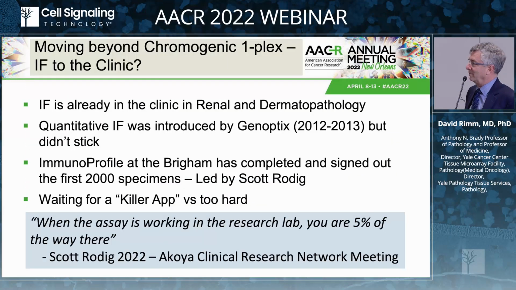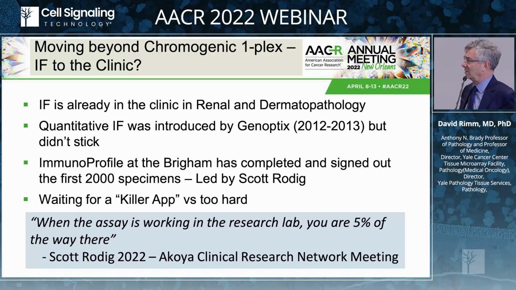And so maybe the best way to do that is to move beyond the clinic and use IF, quantitative immunofluorescence, either with cell counts and phenotyping, or with tissue measurement. Already IF is in the clinic in renal path and derm path, but we don't really use it for anything more than a binary tool there. Quantitative IF was introduced in Genoptix Spec about 7 or 8, 10 years ago, but it didn't stick for business reasons.